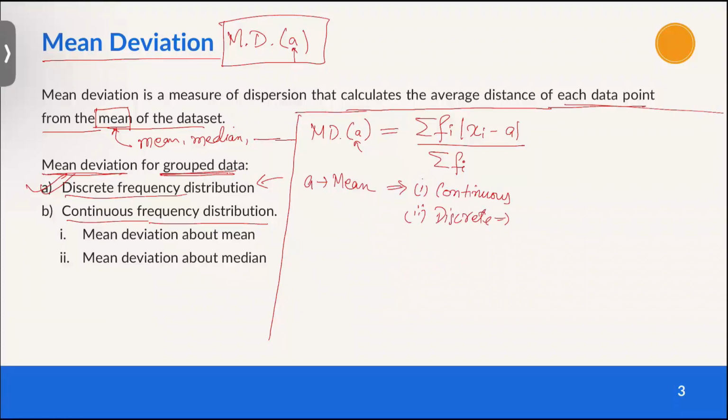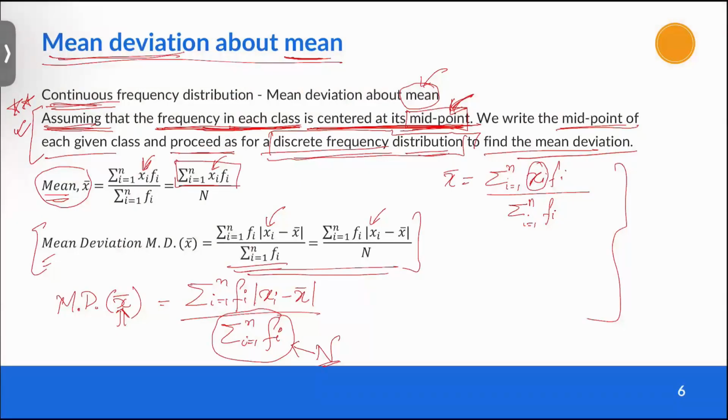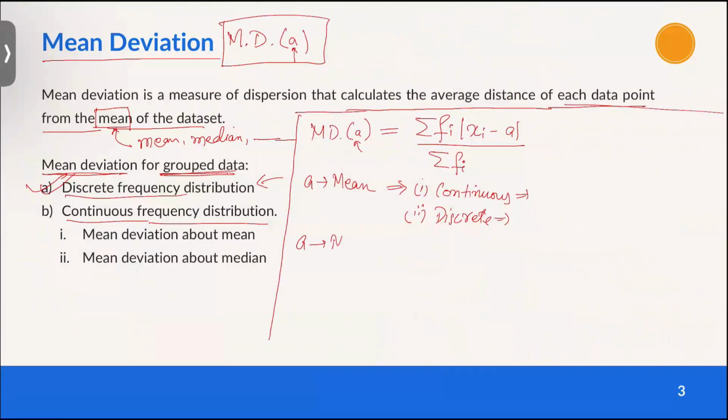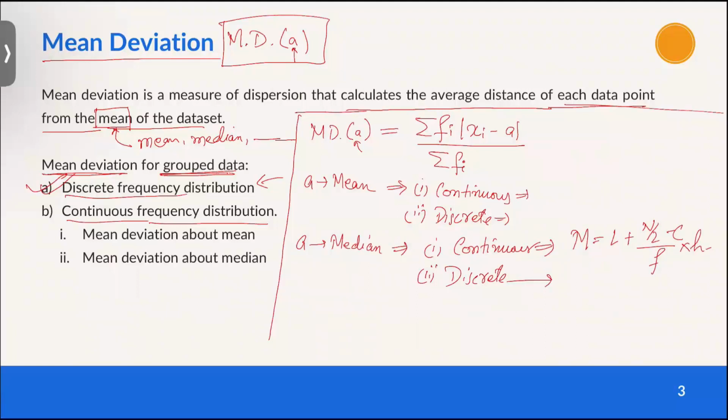For discrete, you know it is easy. You take the sum and divide it by the number of data. For continuous, you have to calculate the middle value. You see, we calculated the midpoint. When a is the median, we saw two cases: number one continuous and number two discrete. For the continuous case, we got this formula: M equals L plus (n by 2 minus c) by f into h. And for discrete, you just arrange it in ascending order and you get the middle value. You should know how to calculate the median of discrete values.